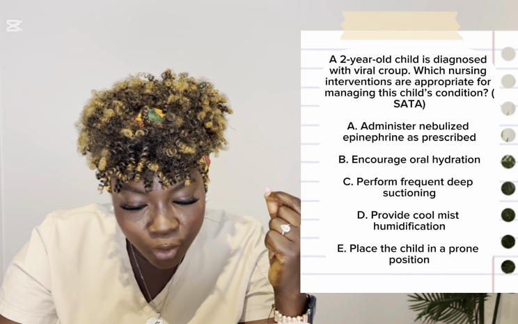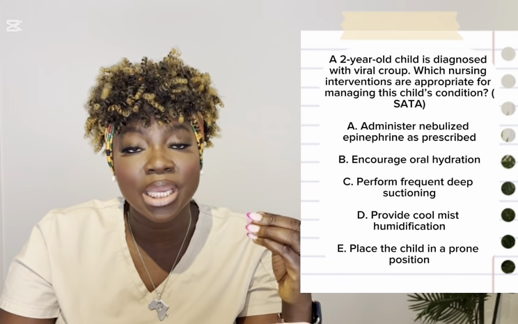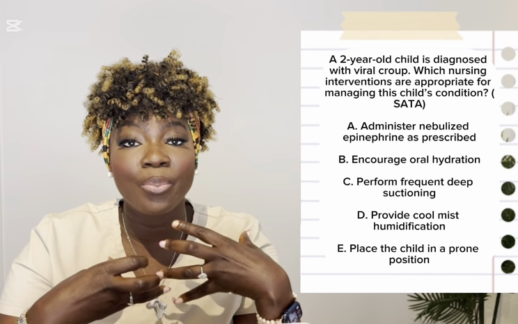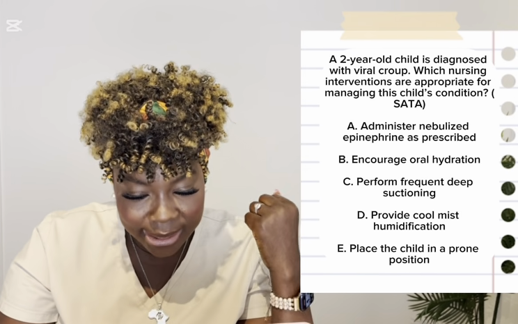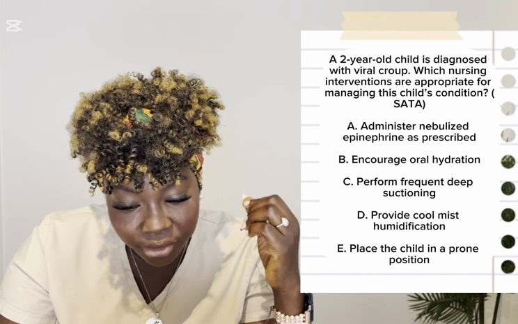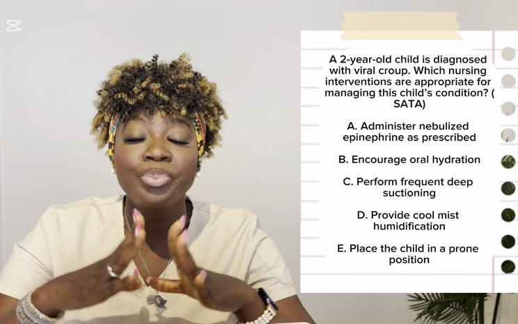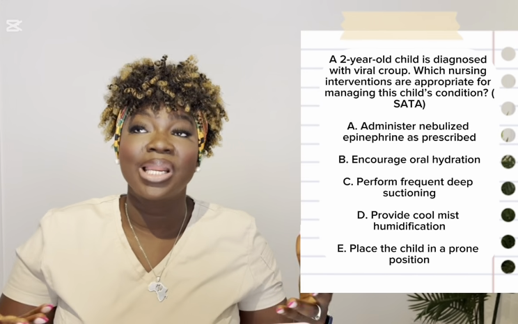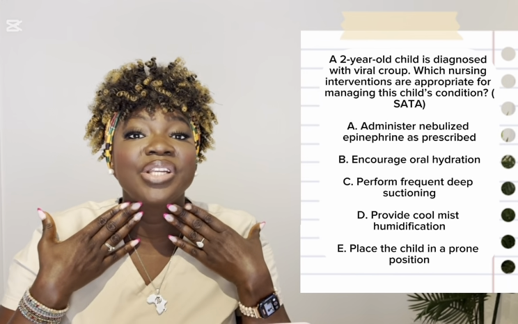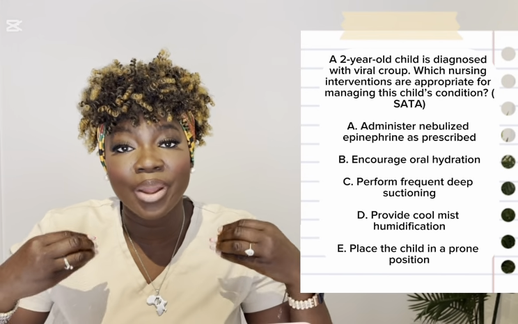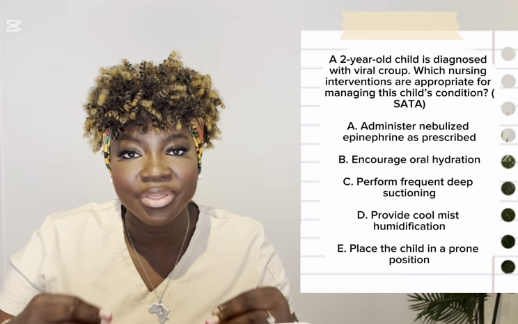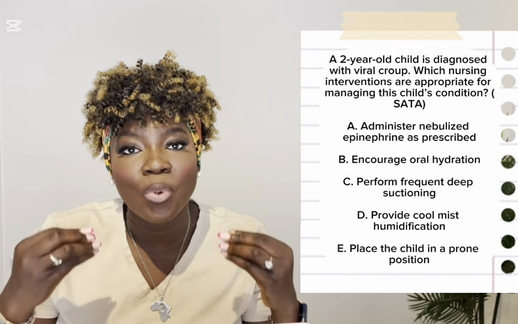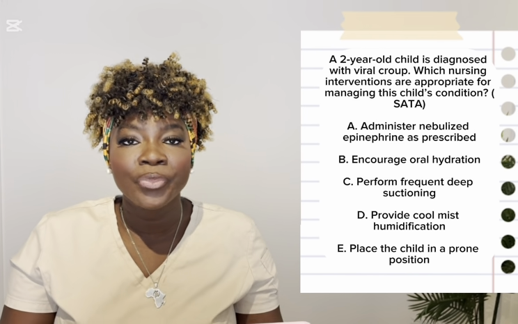And D, provide cool mist humidification. Absolutely. Cool mist humidification can help soothe the inflamed airway. So this is right, okay? And the last one is place the child in prone position. No. Prone position will worsen the condition, especially for the airway. So you want to put them in upright position, because this position encourages proper breathing, helps oxygenation also, okay?